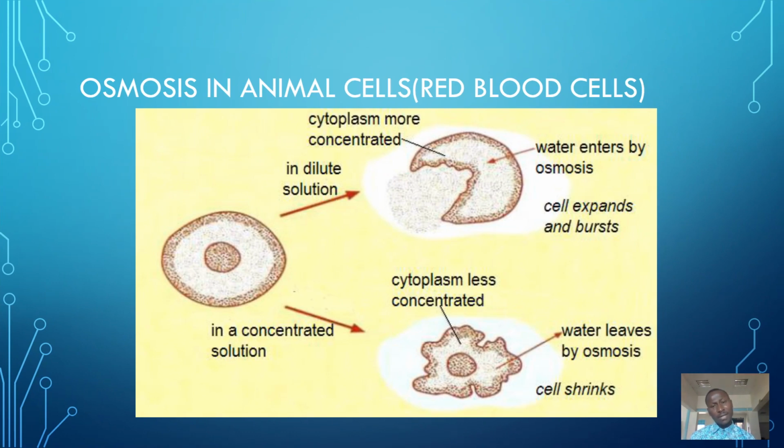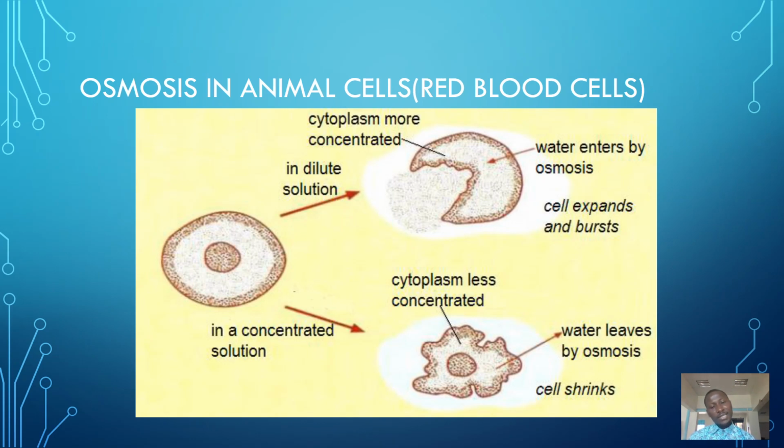Then to demonstrate osmosis in animal cells, here we use red blood cells. If you get a red blood cell and place it in a more dilute solution than the cytoplasm of the red blood cell, the red blood cell absorbs water by osmosis and expands beyond the maximum size and then bursts, a process known as hemolysis, which is the bursting of the red blood cell as a result of absorption of excess water by osmosis.